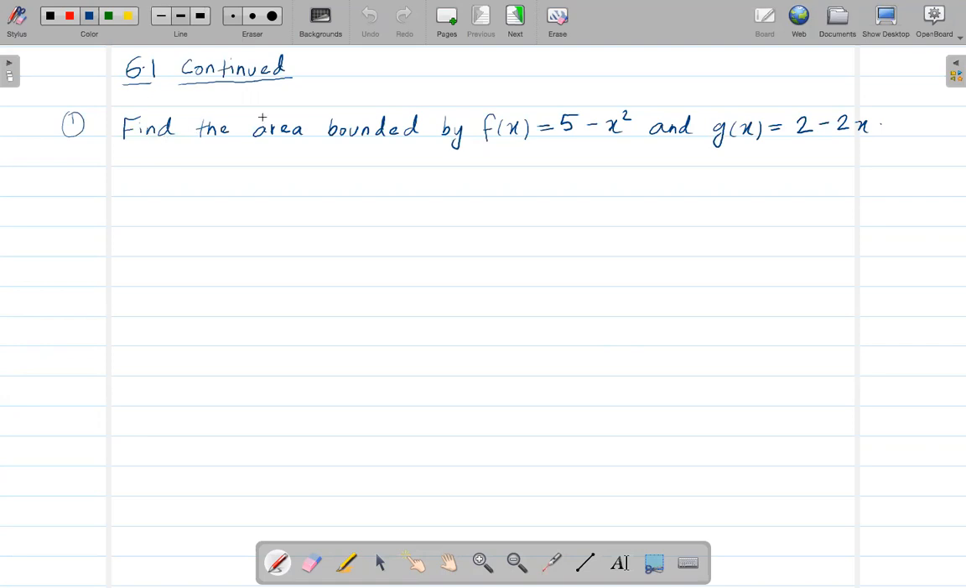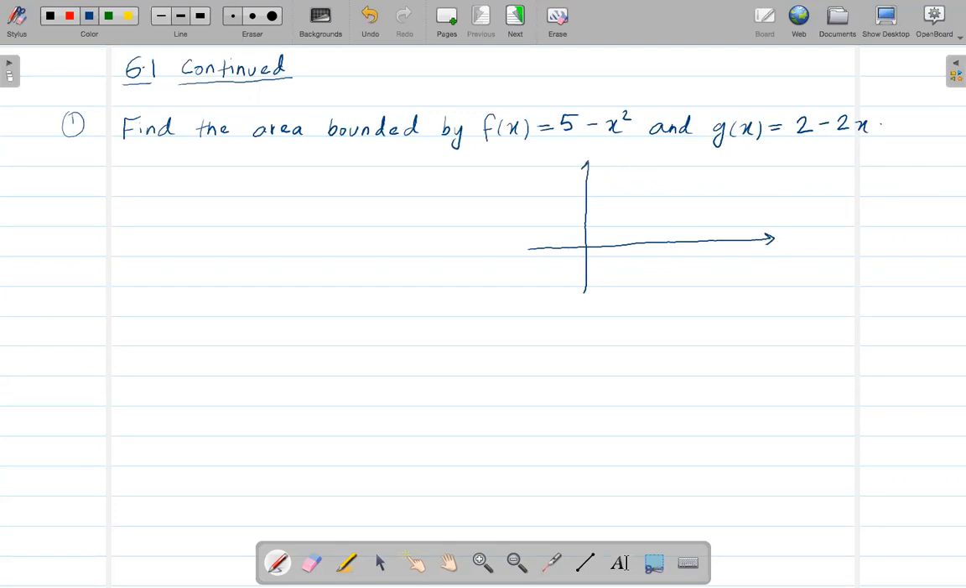So the first one is find the area bounded by these two functions. All right, that's all it is given. We don't know any intervals or anything like that. We just need to find the area bounded by these two graphs. Okay, so let's see the graph first. So first I have to make a graph of each of these functions.